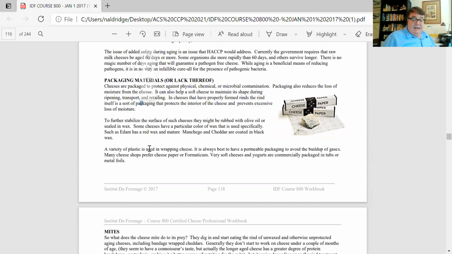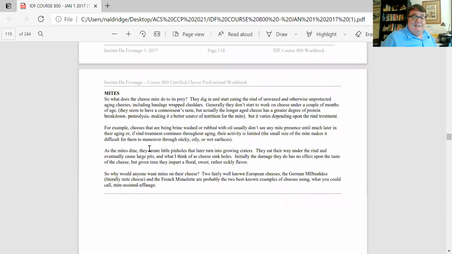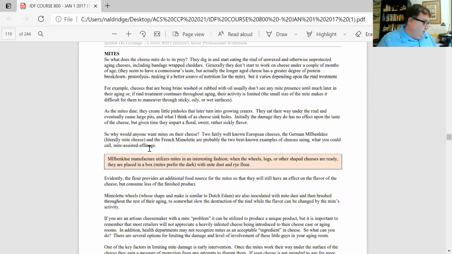All righty. Now we're moving on to page 119, mites. You need to know what cheese mites are and where they come from. We don't allow them in the United States, definitely not on our cheese counter. But know about cheese mites. You'll get asked probably one, maybe two questions about cheese mites.